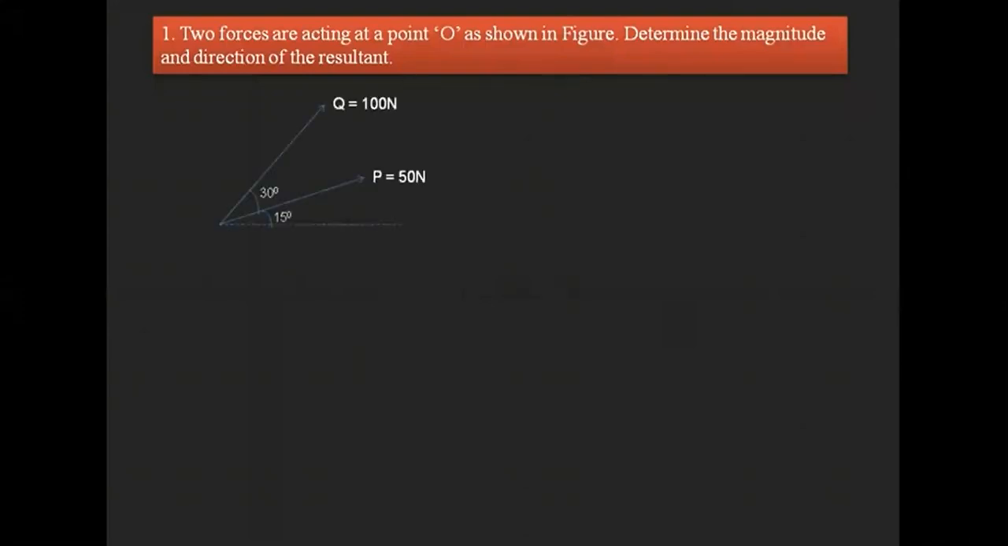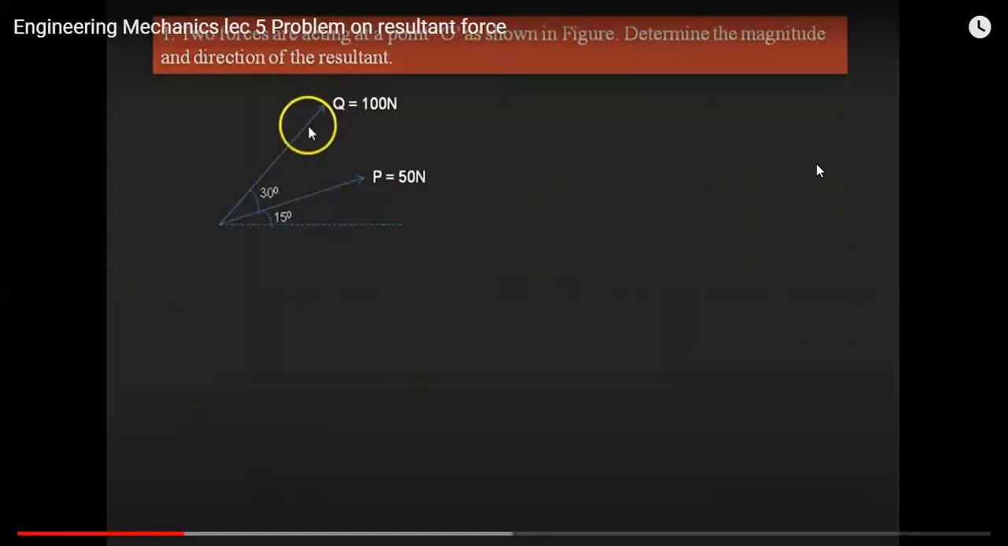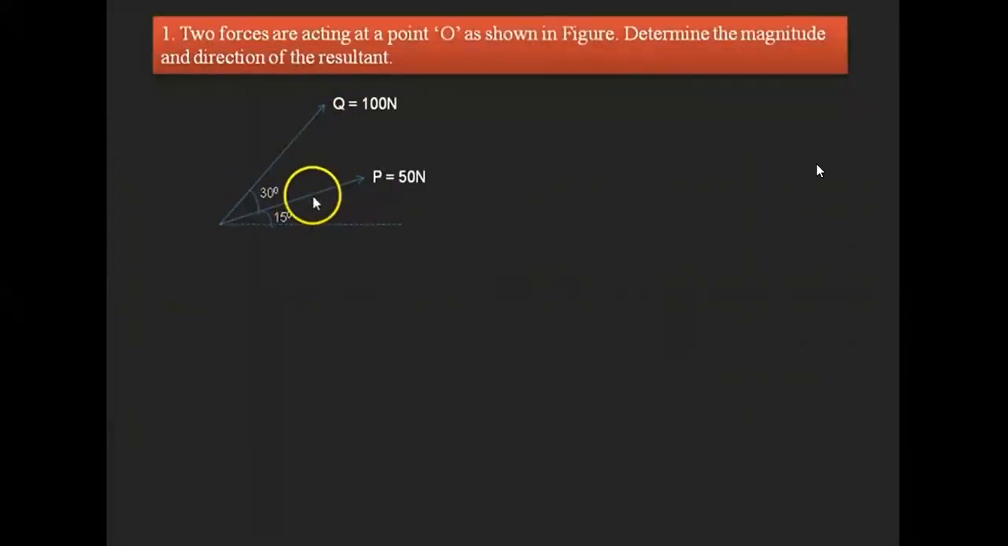So the figure is given like this. Here this corner point is O. On this point the two forces are acting away from the point as P and Q. P is 50 newtons and Q is 100 newtons. The angle made by P with the horizontal line is given as 15 degrees, and the angle made by Q with respect to P is given as 30 degrees.